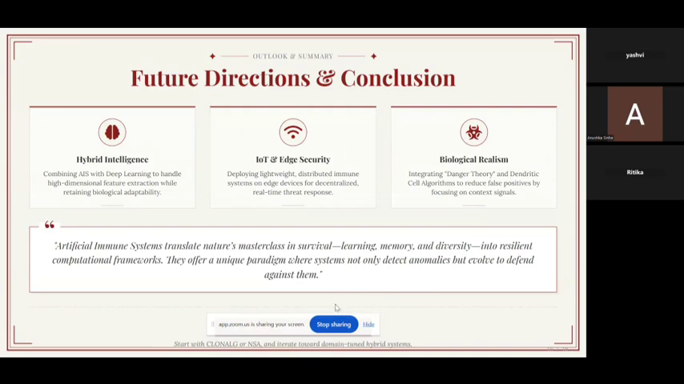So the conclusion of this topic is: overall, an artificial immune system translates nature's principles, learning, memory, diversity, and survival, into powerful computational models. These systems don't just detect anomalies, they evolve to defend against them.